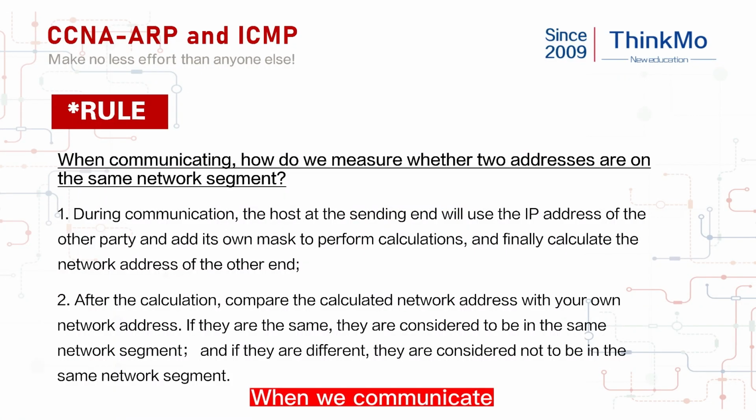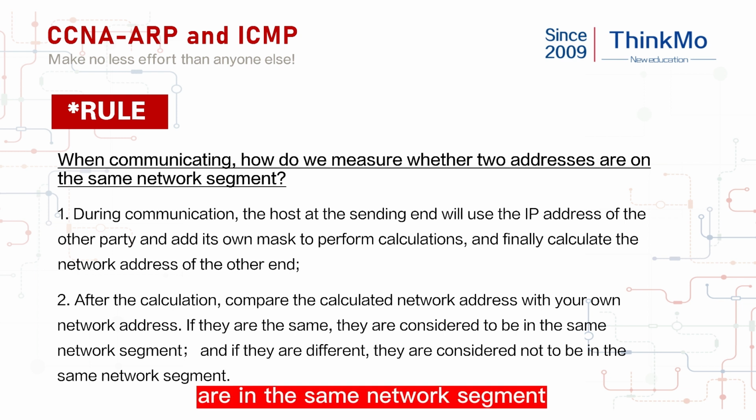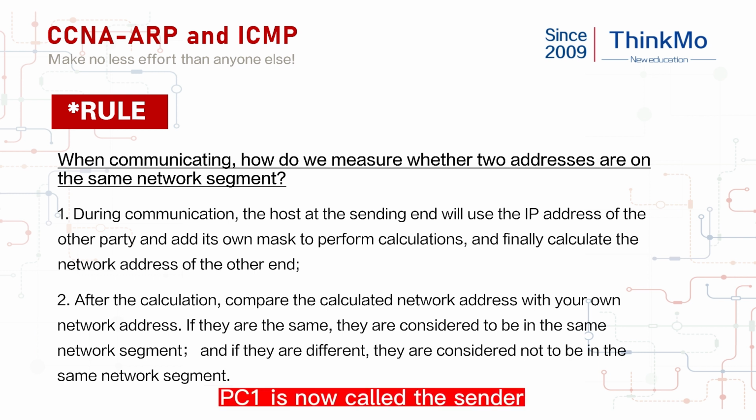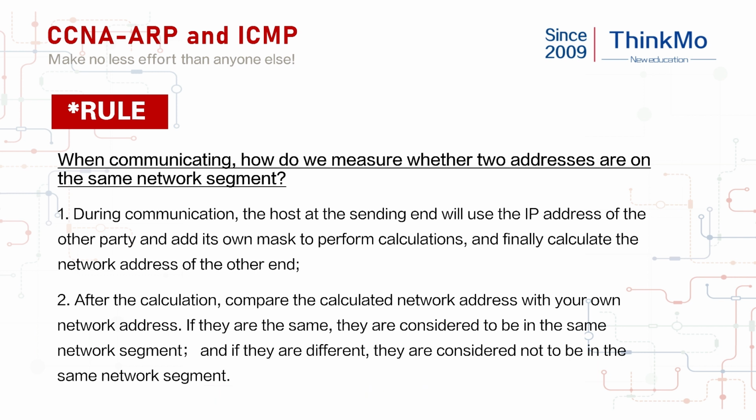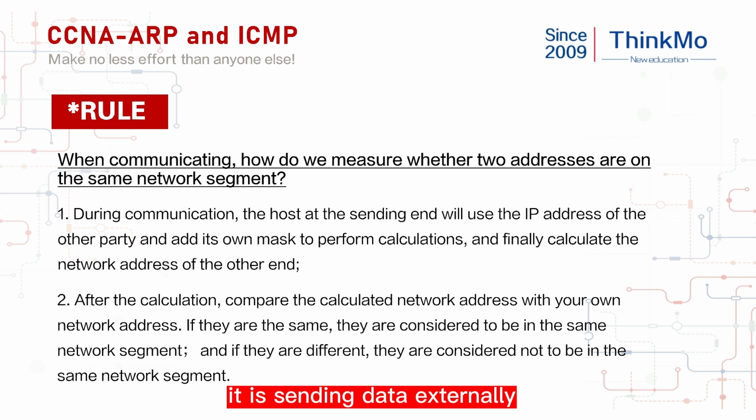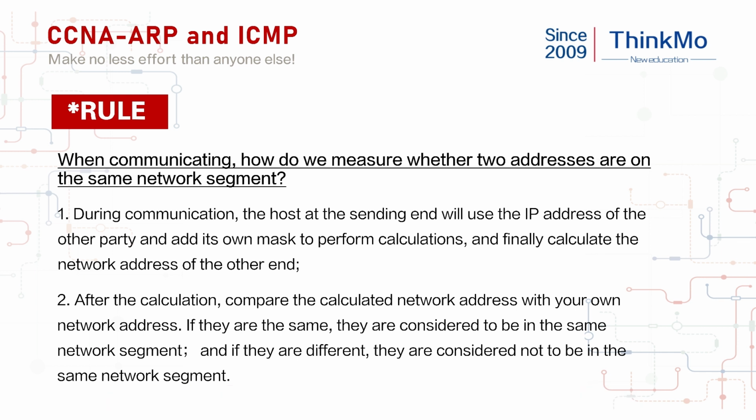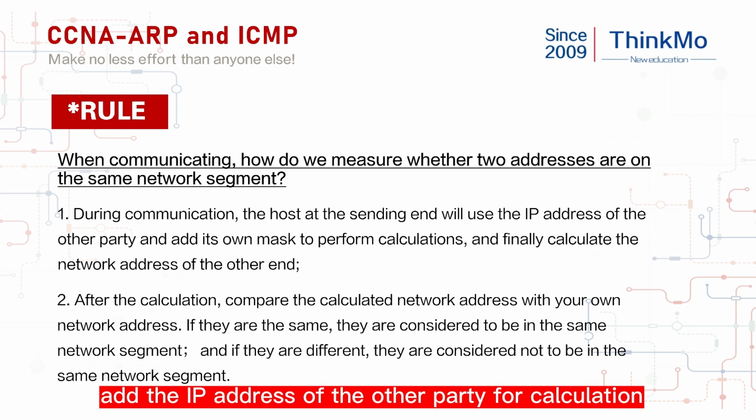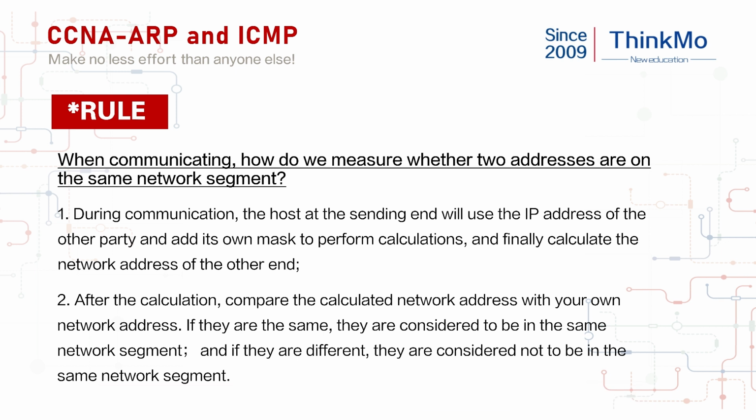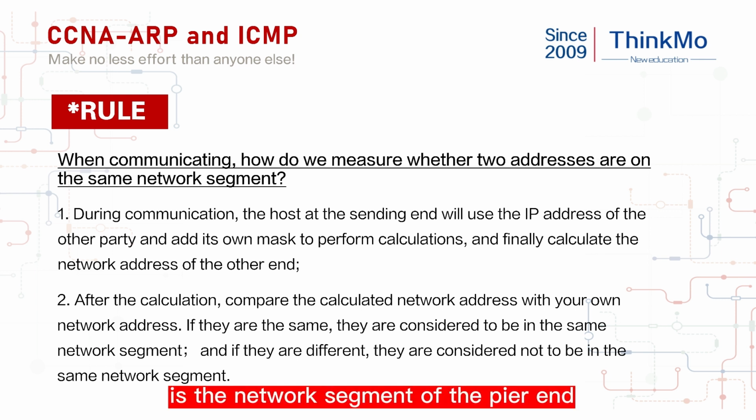When we communicate, how do we measure whether two addresses are in the same network segment? First step: during communication, PC1 is called the sender. It is sending data externally. The host on the sending end will use its own mask, combine it with the IP address of the other party for calculation, and the result of the operation is the network segment of the peer end.